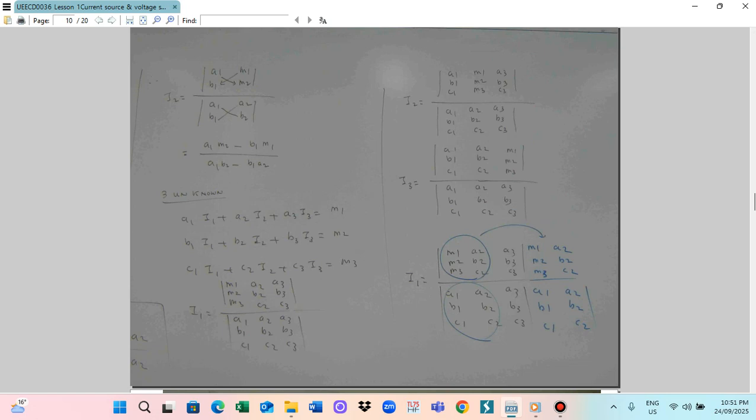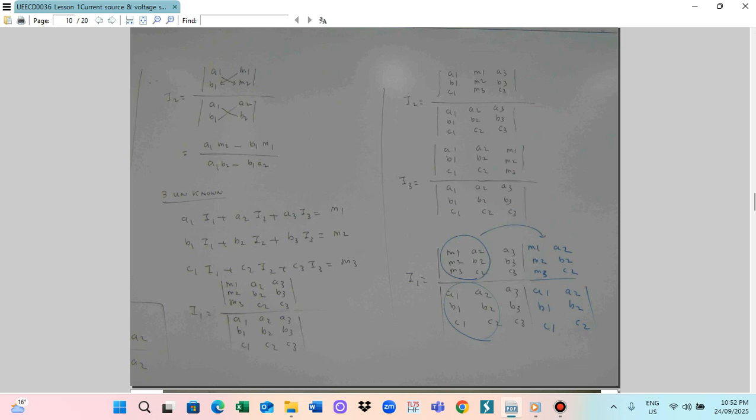So for example, A1 I1 plus A2 I2 plus A3 I3 is equal to N1. And similarly, B1 I1 plus B2 I2 plus B3 I3 is equal to N2. And also C1 I1 plus C2 I2 plus C3 I3 is equal to N3. So you can calculate the determinant I1.